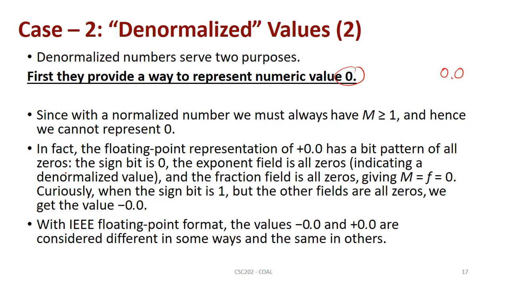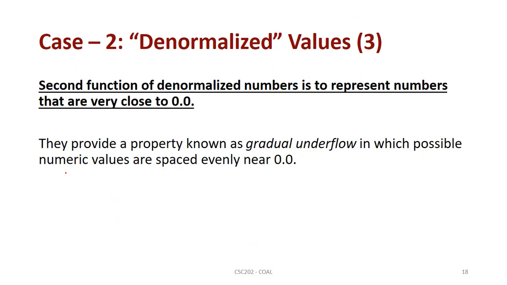Okay, I have added one more point here. With the IEEE floating point format, the values minus 0.0 and plus 0.0 are considered different in some ways and the same in others. With the normalized numbers, we must always have M greater than or equal to 1, and hence we cannot represent 0. If you have any query regarding these points, we can discuss during the class Q&A session.